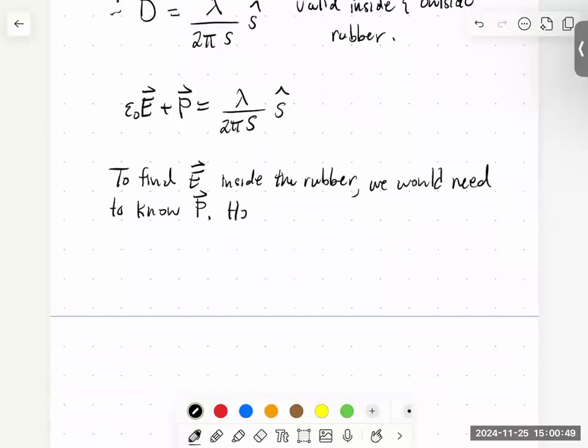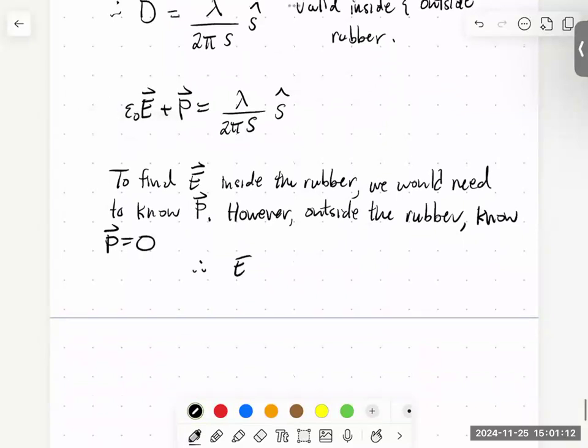However, outside the rubber, right, the polarization is a property of the material. So once we go outside that material, this P will be equal to 0. We know P is equal to 0, and therefore E outside, well, let's see, we say P is equal to 0, we divide by epsilon naught, and this would just be lambda over 2 pi epsilon naught S hat. And so this is for S greater than A.